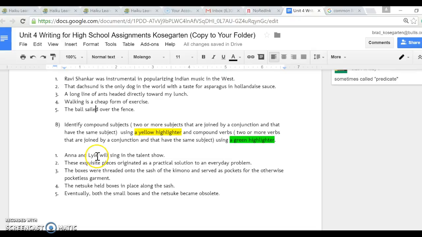I'm going to go through these others quickly. Anna and Lyle, so we've got two subjects. And then will sing is the verb phrase. We talked about those a little bit, this is the future tense. So will sing, we've got a helping verb there with will. And then in the talent show is a prepositional phrase. Next one, pieces originated. That's it.